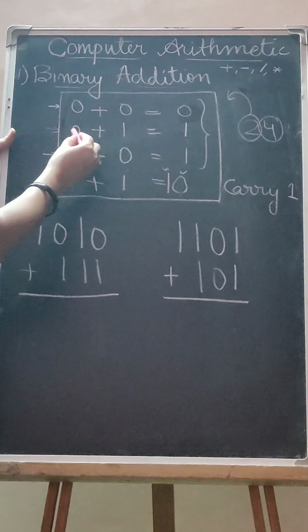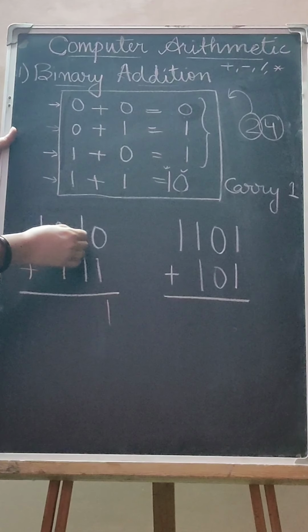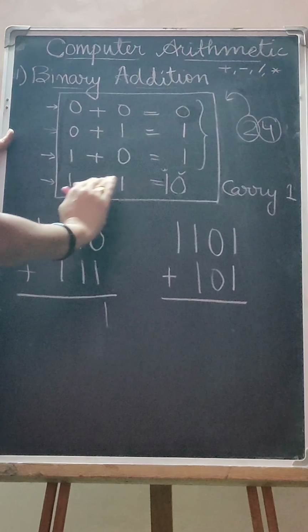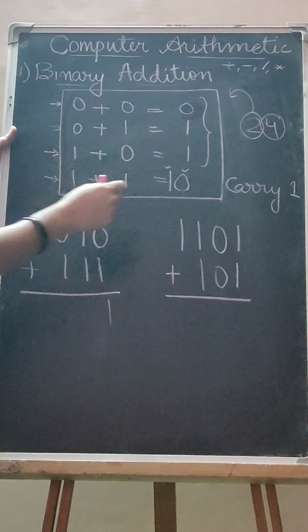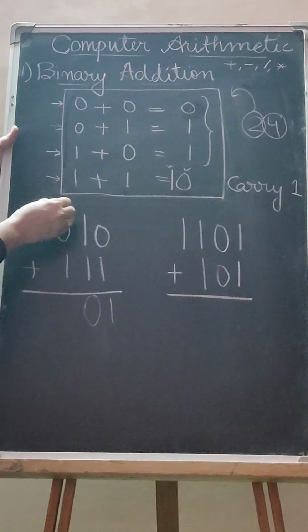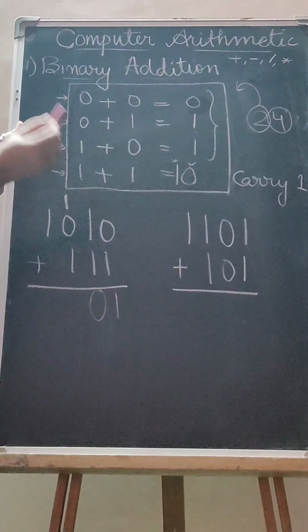0 plus 1 will give you 1. Simple. Now 1 plus 1. This is slightly different from others. So 1 plus 1 will give you result 10. But we have to write the back digit here and carry forward the front digit. This will be written here as carry.